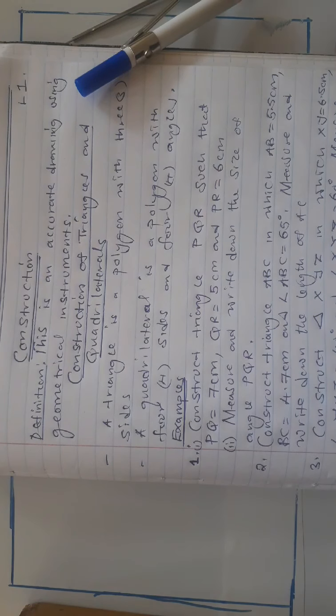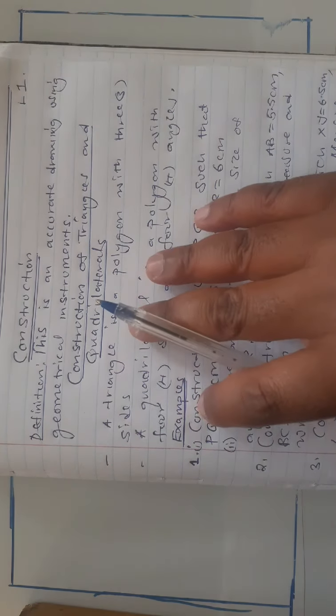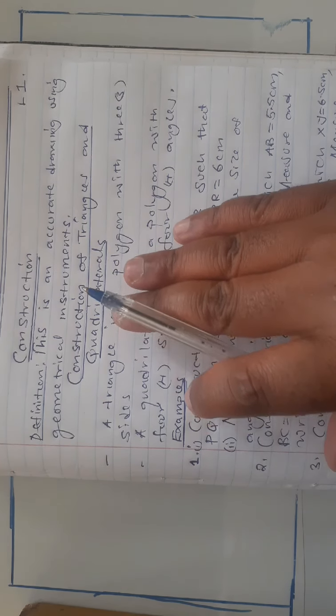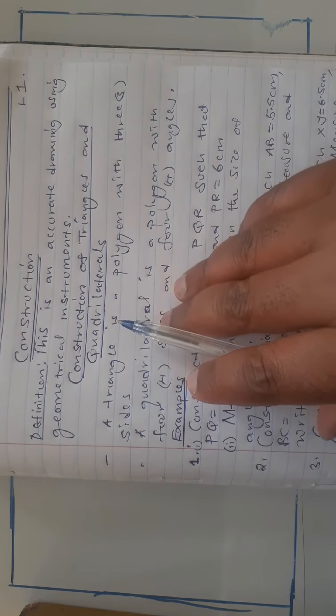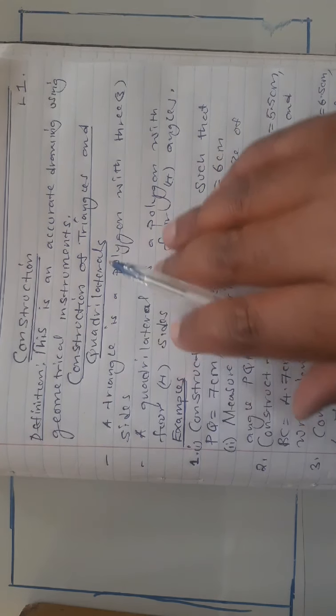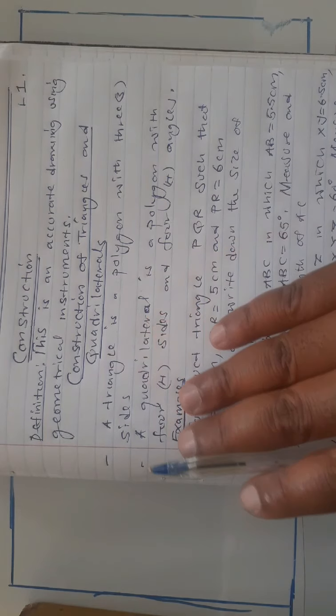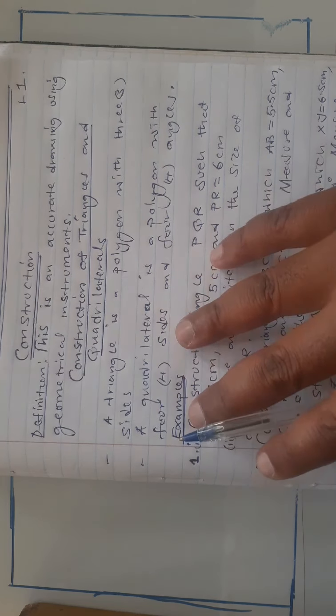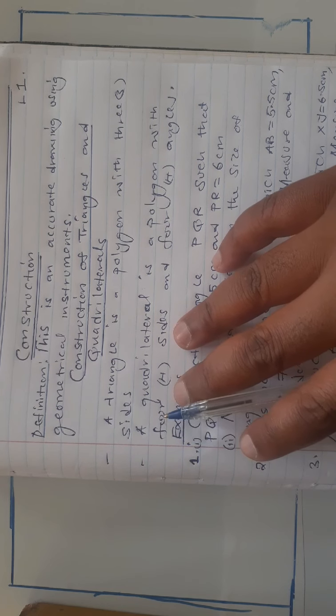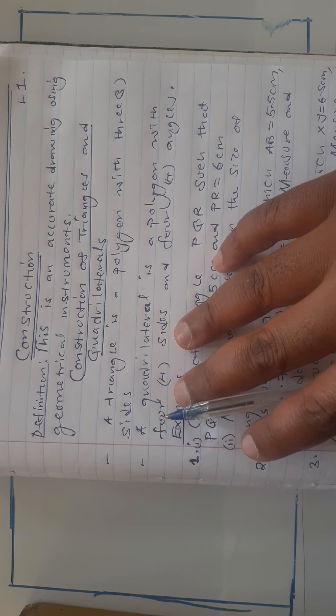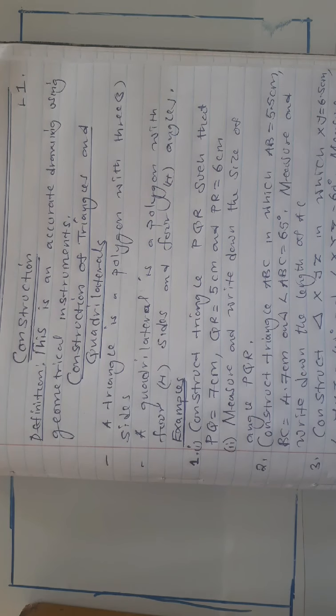Now again, our interest really is to deal with the construction of triangles and quadrilaterals. I'm sure you know what a triangle and a quadrilateral are, but for the sake of emphasis, a triangle is a polygon with 3 sides. By that we mean that a triangle has 3 angles as well.